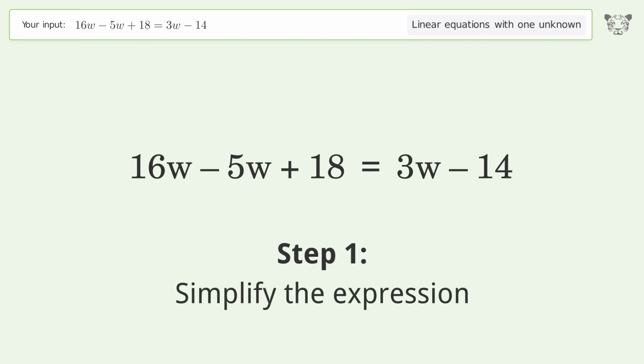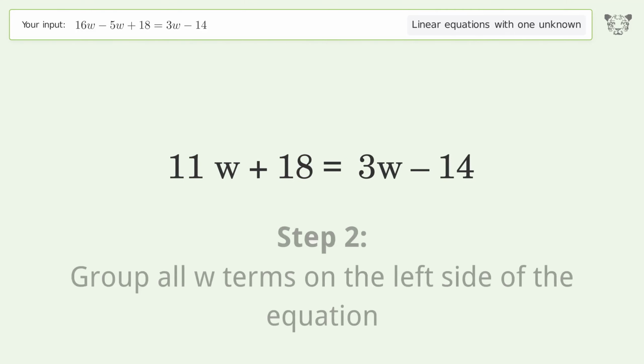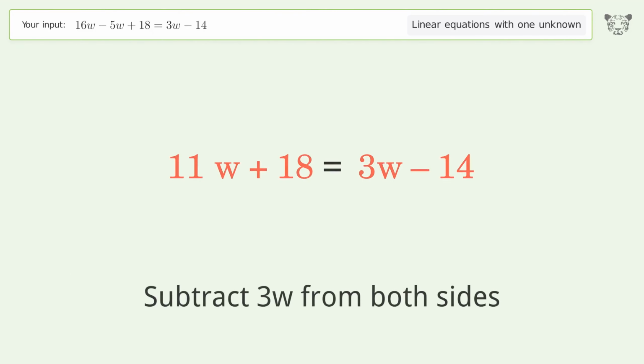Simplify the expression. Simplify the arithmetic. Group all w terms on the left side of the equation. Subtract 3w from both sides.